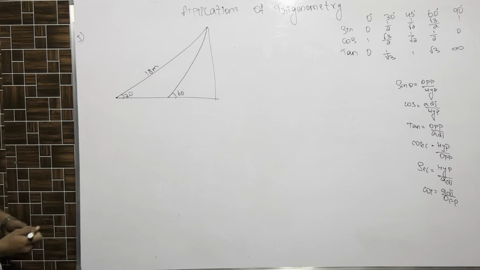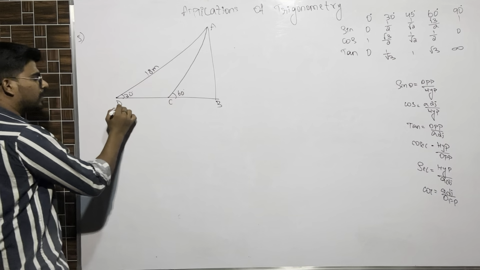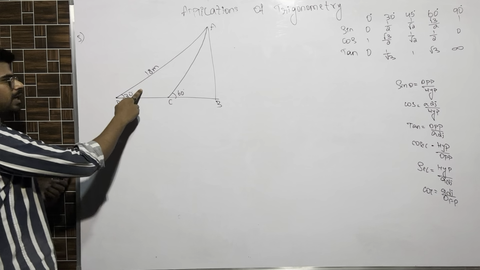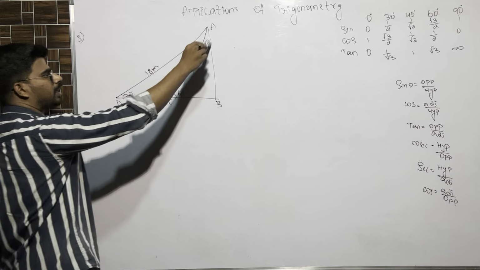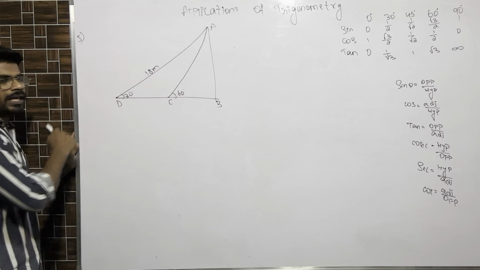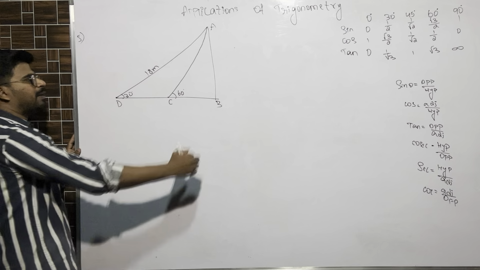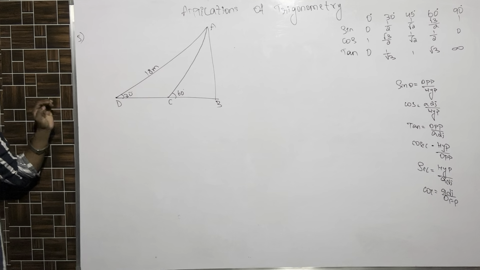So let us give some names: A, B, C, D. First of all, with the help of this angle and one side, we'll find AB. What are the two triangles? First of all, ABC is one of the triangles. ABD is another triangle. We'll take ABD first, because ABD has more information. One angle, one side is there. That's why I'm taking ABD.